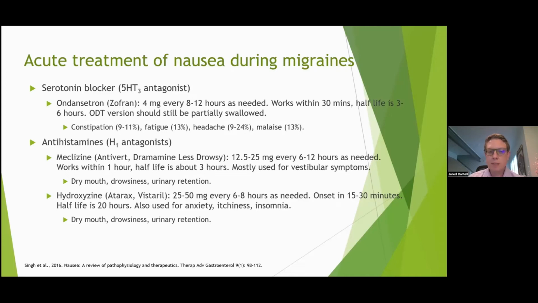But sometimes this is one that we'll think about as an add-on to an existing headache cocktail, for instance. You can use hydroxyzine with a triptan, and sometimes that's more effective.